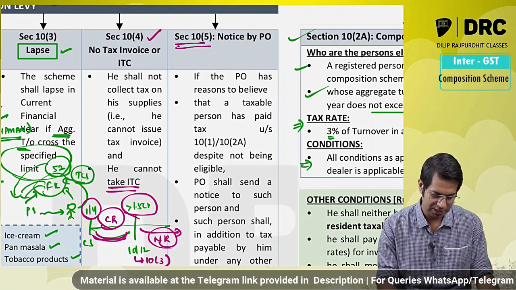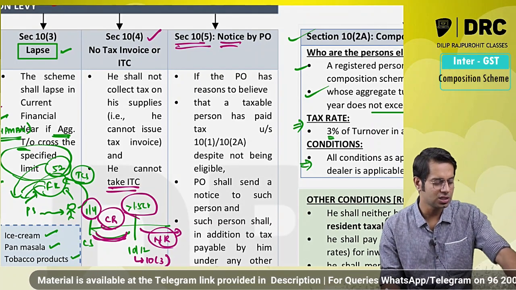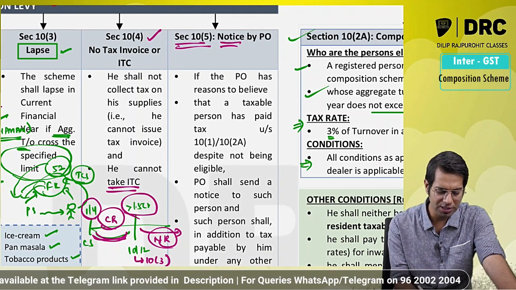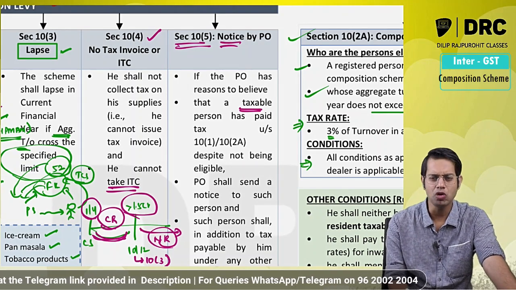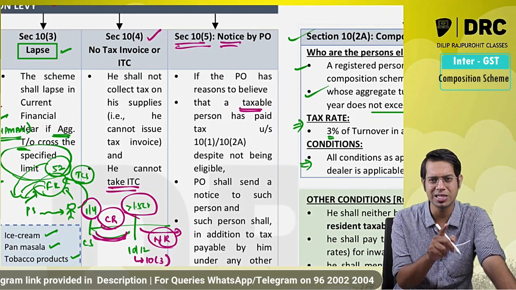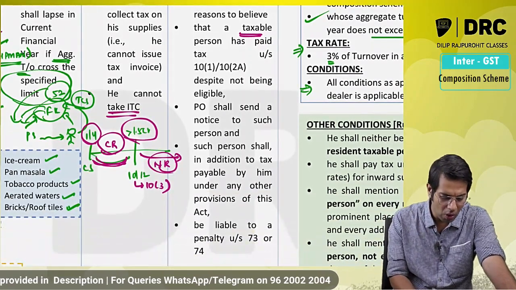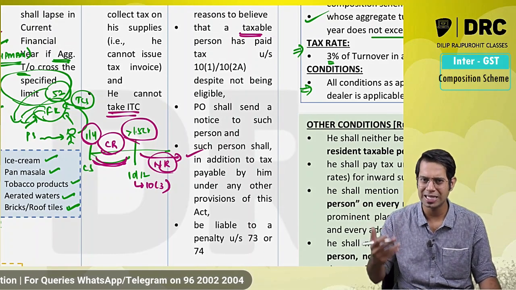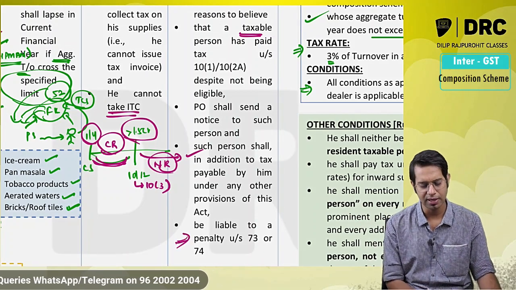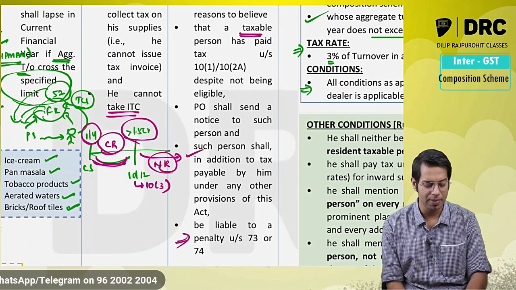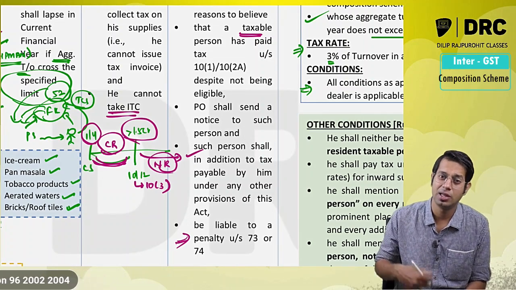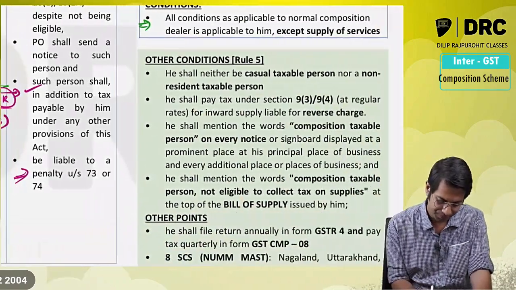Then section 10 subsection 5, a notice will be issued to a composition dealer by the proper officer if he has reason to believe that he is paying the tax under section 10 though he is not eligible. Then this person should reply to the notice. If the reply is satisfactory, very good. If it is not satisfactory, then he will be asked to pay the tax at normal rates, and also the penalty provisions under 73 and 74 may apply.